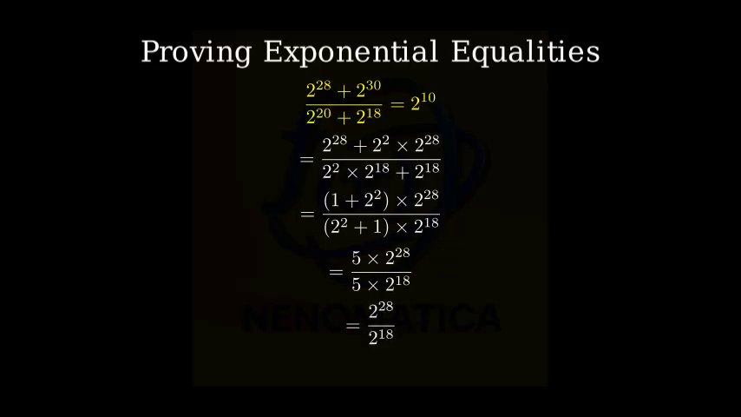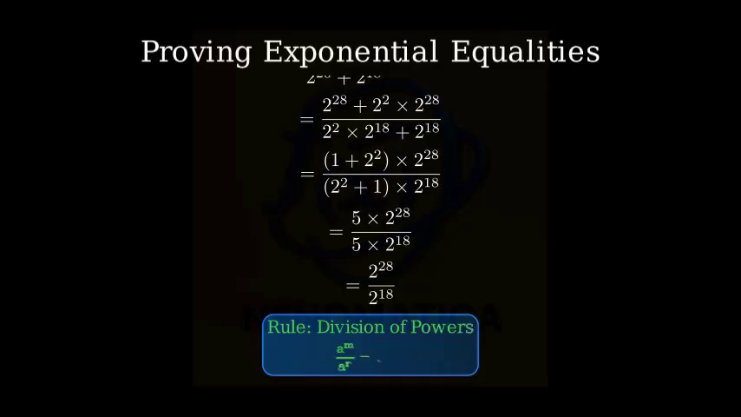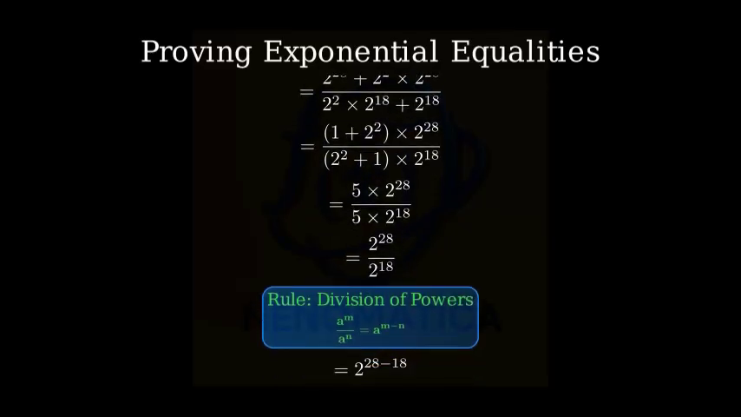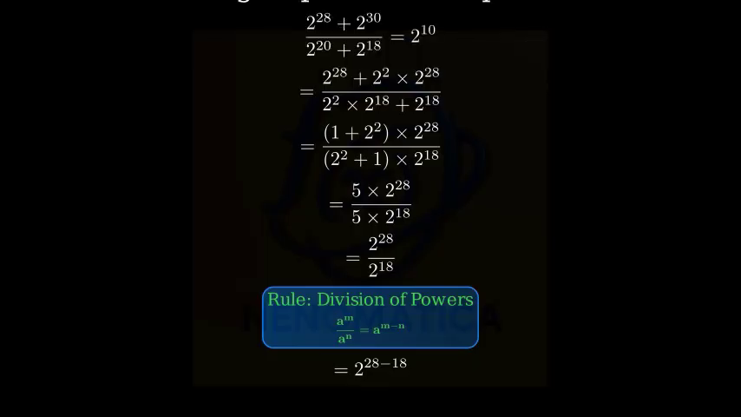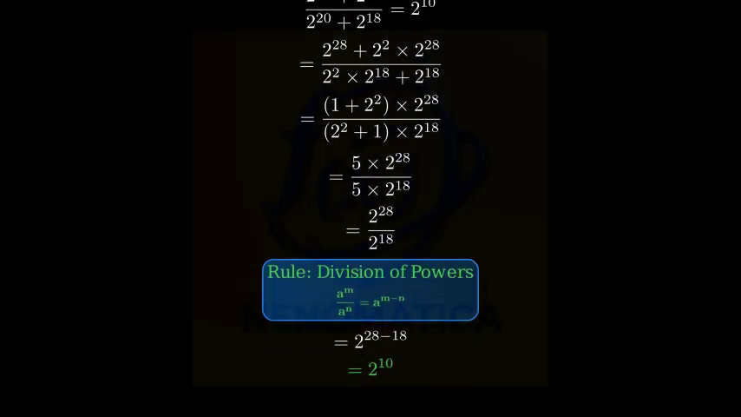The 5's in the numerator and denominator cancel out, leaving us with a ratio of powers of 2. When dividing powers with the same base, we subtract the exponents. So 2 to the power of 28 divided by 2 to the power of 18 equals 2 to the power of 28 minus 18. Computing 28 minus 18 gives us 10. So our result is 2 to the power of 10, which matches the right side of our original equation. This confirms that the equality is true.